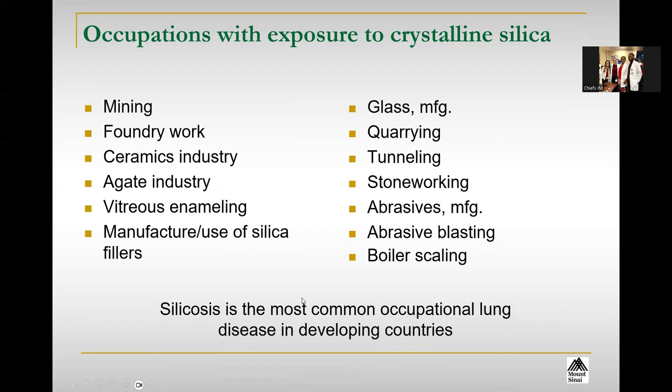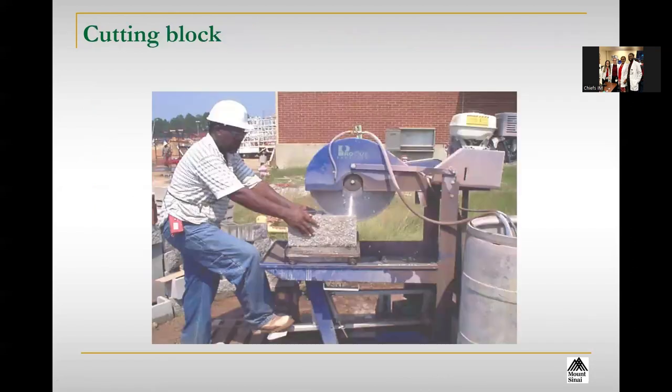Silicosis is the most common occupational lung disease in developing countries. And here we have an example of why these diseases happen. This is a worker that is definitely using a hard hat and is protecting his eyes, but certainly has no respiratory protection whatsoever for the dust that the sawing of these granite slabs produces in this operation.